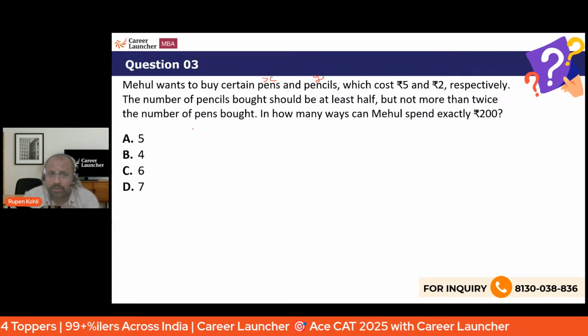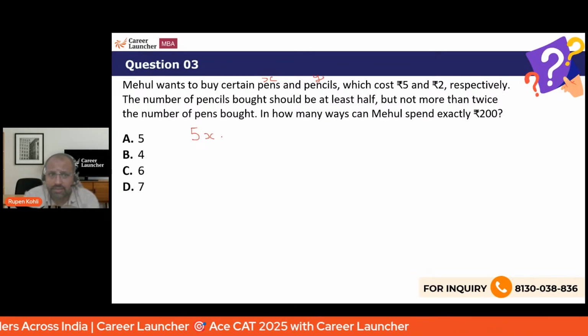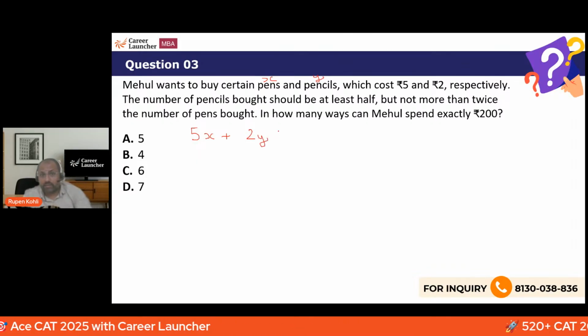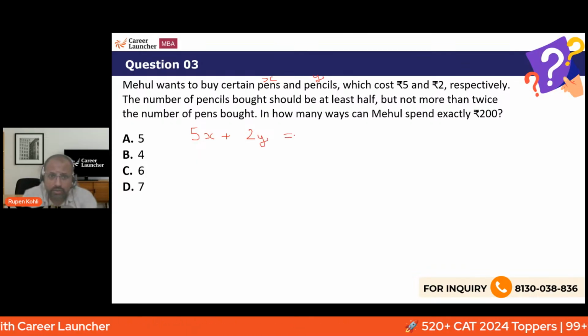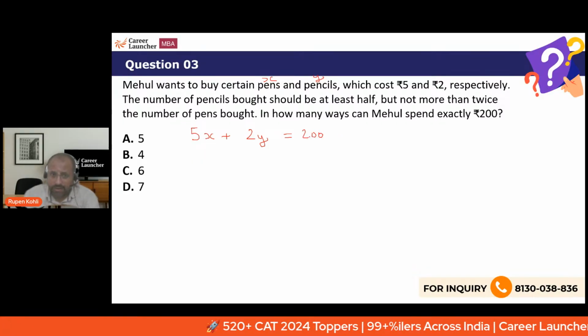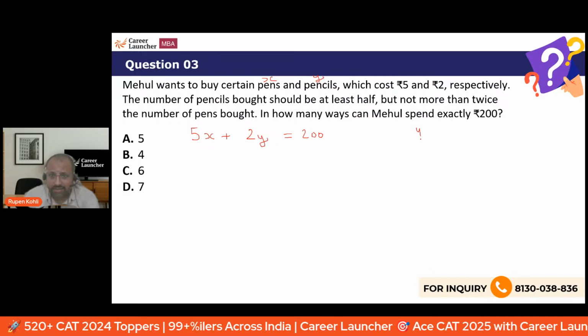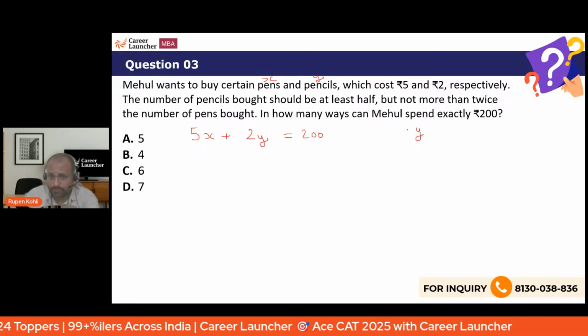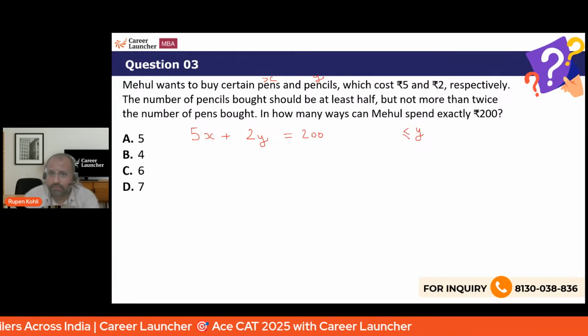So the total amount spent will be 5 into X for the pens, and 2 into Y for the pencils, right? The amount spent on pencils. That should equal 200. Wonderful. Now, apart from this equation, we also have this constraint, pencils. So Y, the Y thing that we have, should be at least half. Mathematically, what does that state?